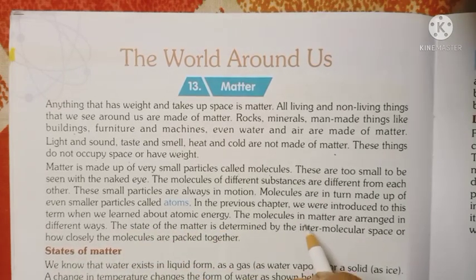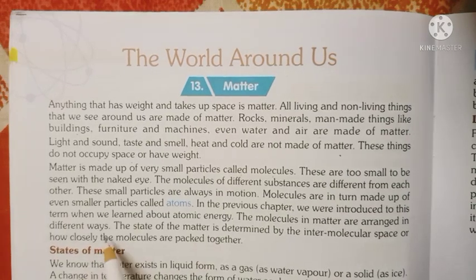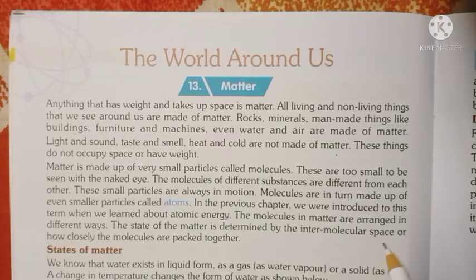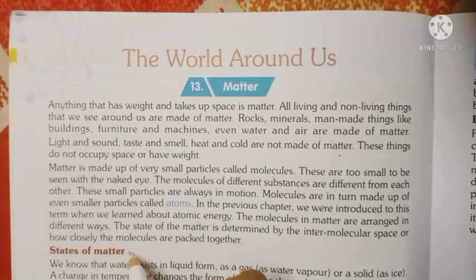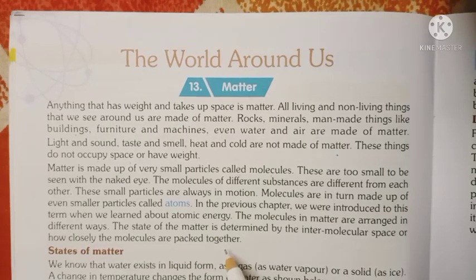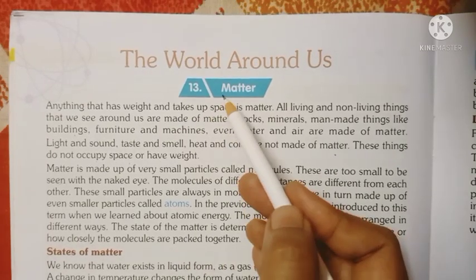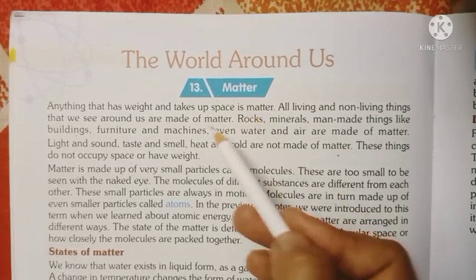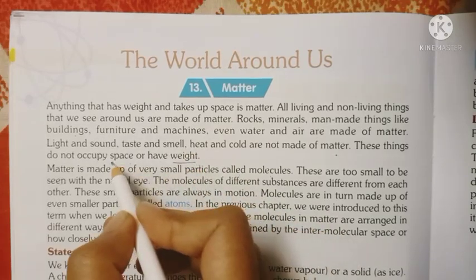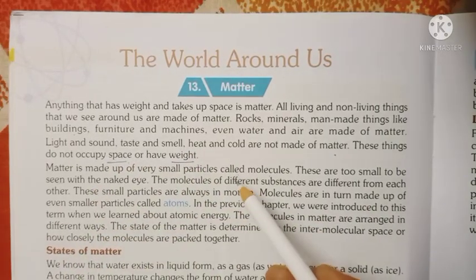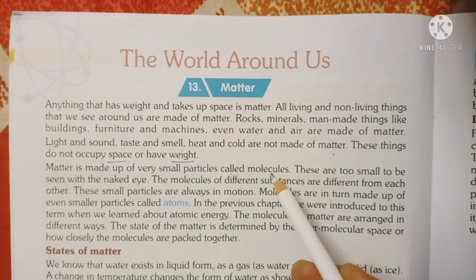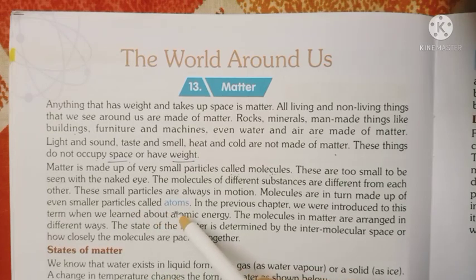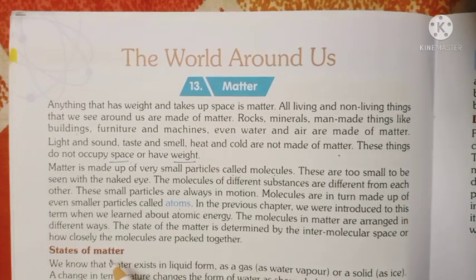The molecules in matter are arranged in different ways. The state of matter is determined by the intermolecular space, or how closely the molecules are packed together. Matter is anything that has weight and takes up space by having volume. Okay, so remember this. Matter has many small particles called molecules, and these molecules have many small particles called atoms.